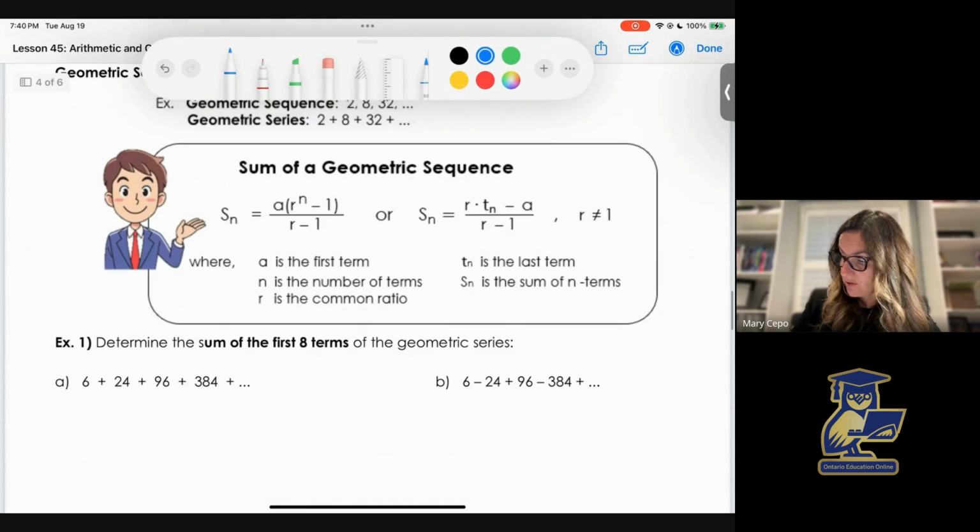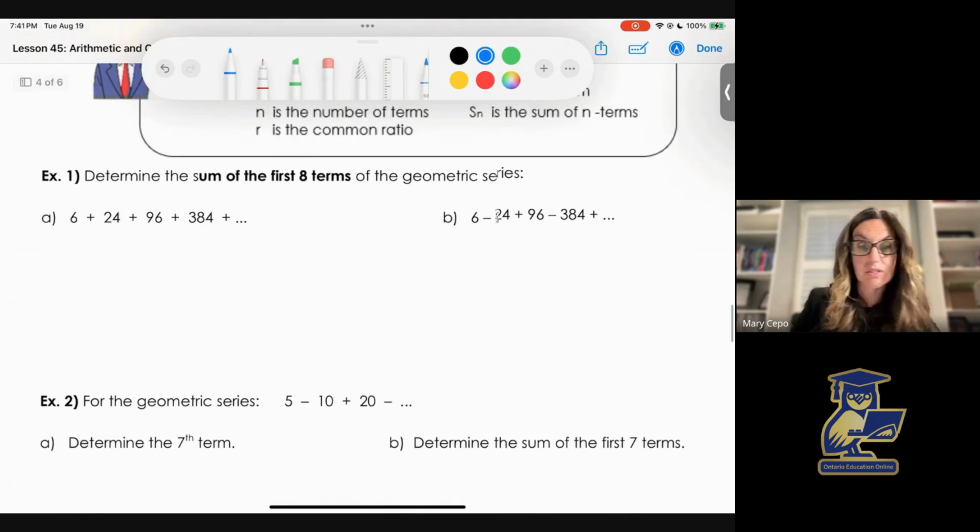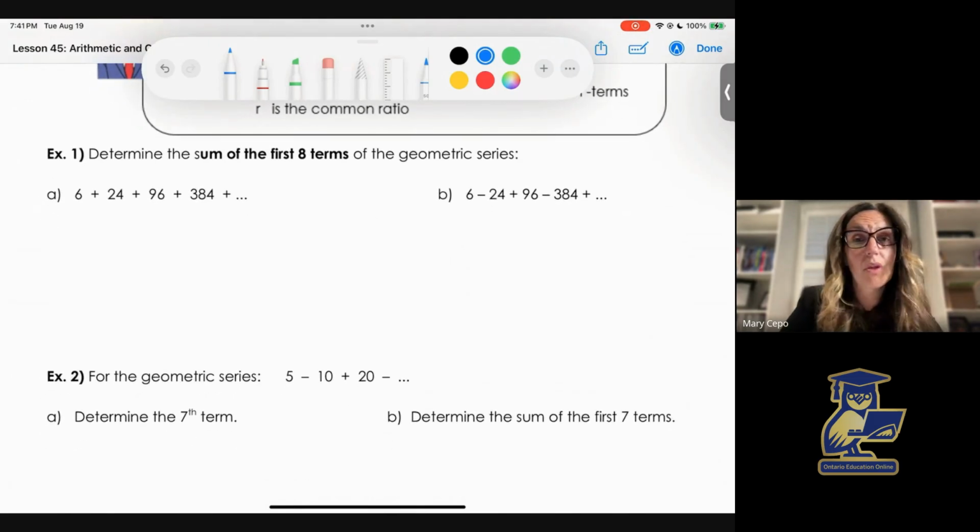So the sum of a geometric sequence would be S subscript n is equal to a times r, the common ratio, to the exponent of n, the number of terms, minus 1, all over r, the common ratio, minus 1. Or, again, the simplified version, depending if you're given the first and last term, S subscript n is equal to the ratio times the last term, t subscript n, minus a, which is your first term, all over the ratio minus 1. And in both cases, r cannot equal 0, because that would leave the sum of this geometric sequence undefined.